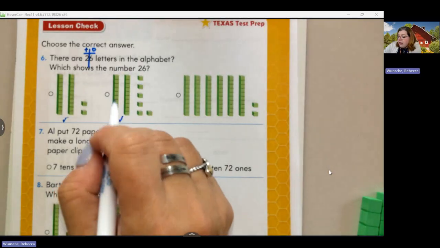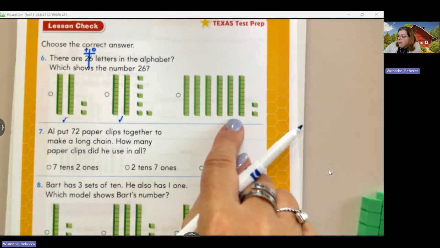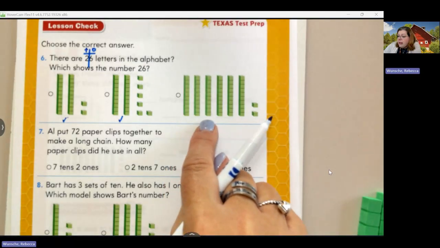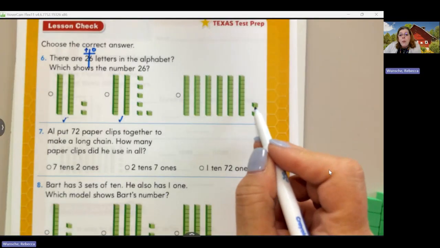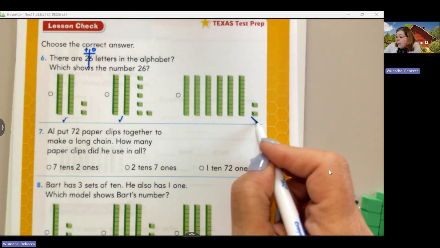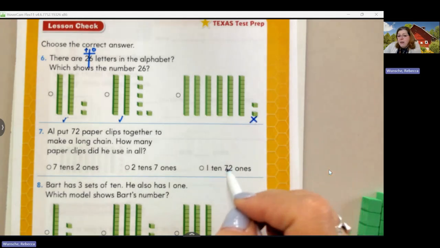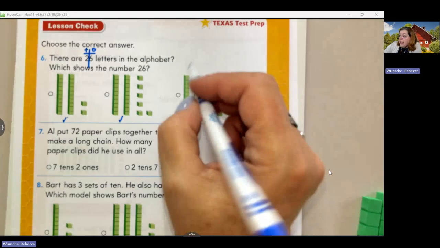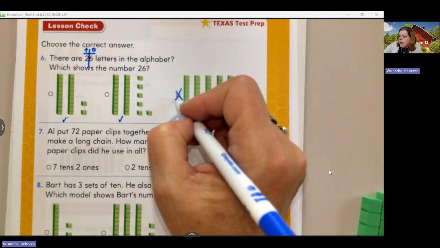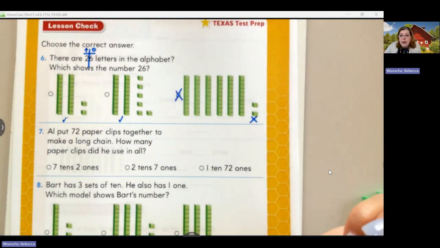I see 2 10s. Now, how about this one? Do I see 2 10s? No, where I see 2 here is over in the ones column. I know that's wrong. I'm not looking for 2 1s. I'm looking for 2 10s. So I can eliminate this answer choice because I know it's going to be incorrect.